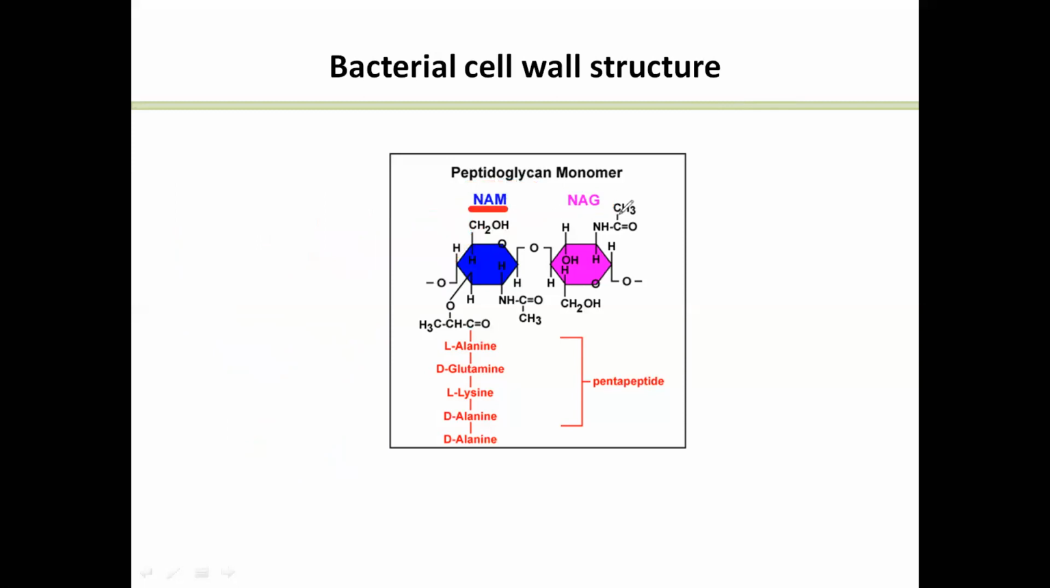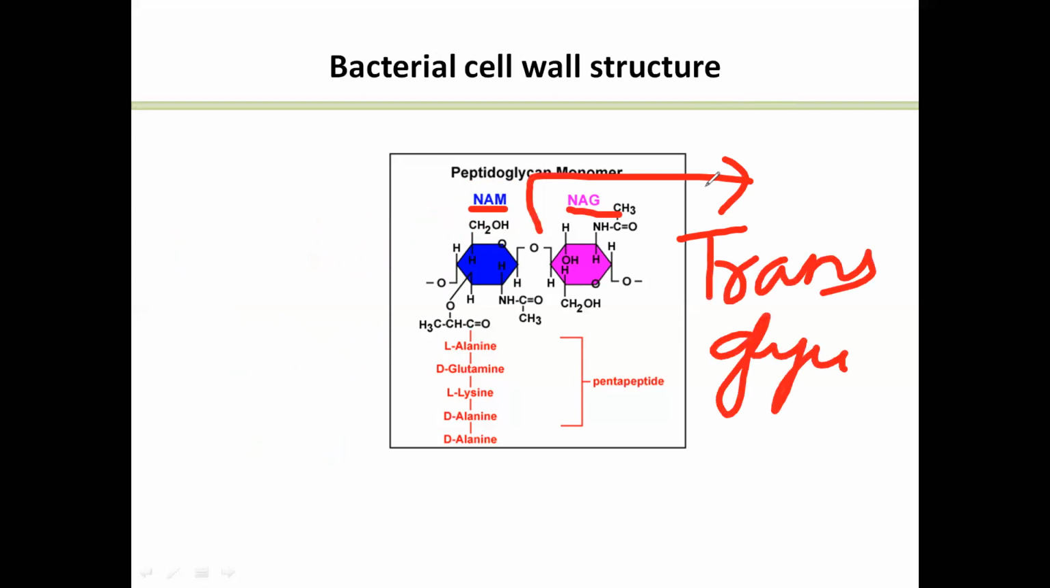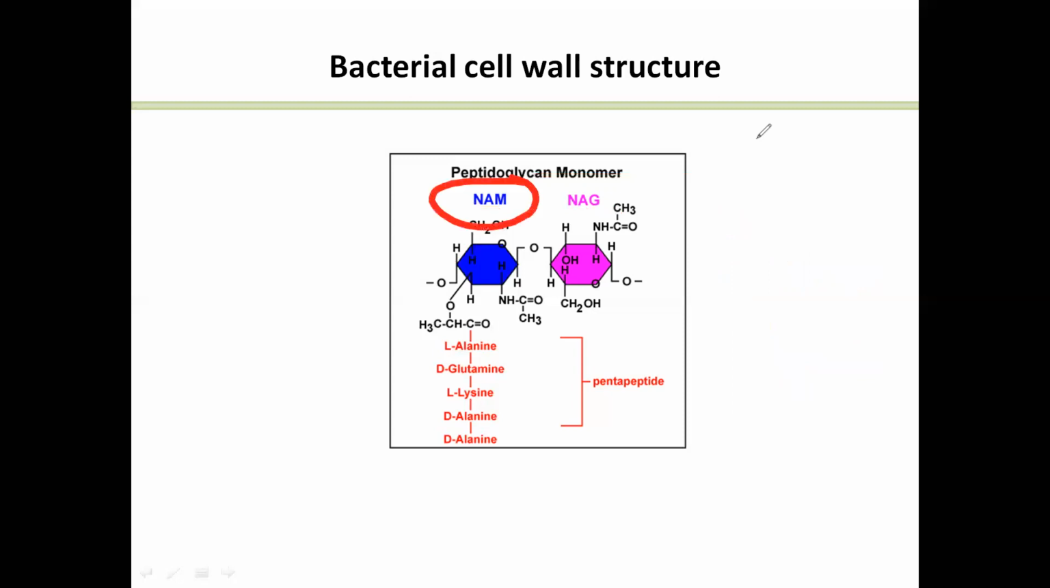NAM is connected with the NAG with the help of a bond. This bond is called glycolase. This glyco term comes from glycan. So this is the bond between NAM and NAG. NAM is attached with 5 amino acids: L-alanine, D-glutamine, L-lysine, D-alanine and D-alanine. That is, 2 D-alanine, 1 L-lysine, 1 D-glutamine and the fifth one is L-alanine.